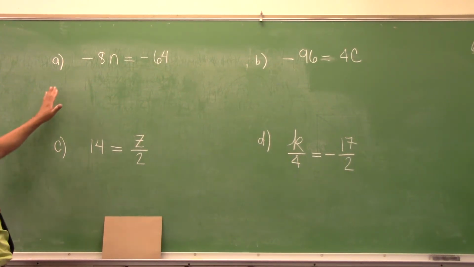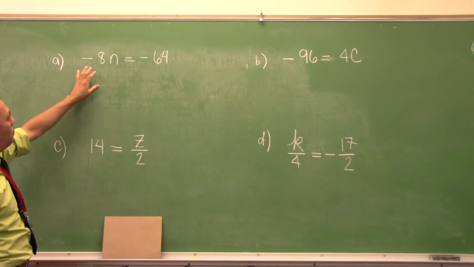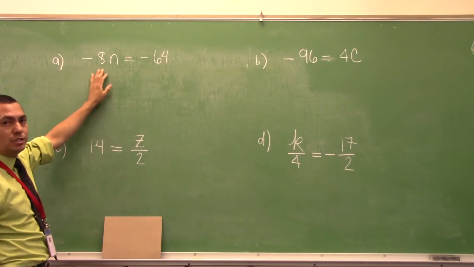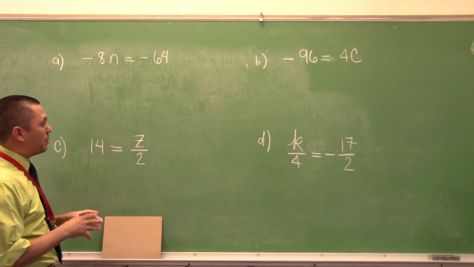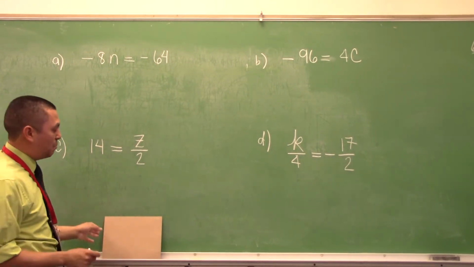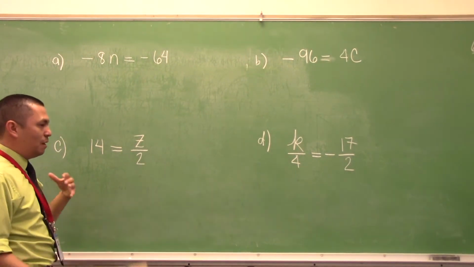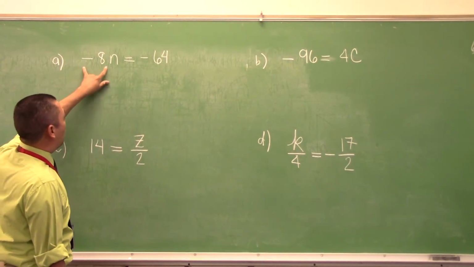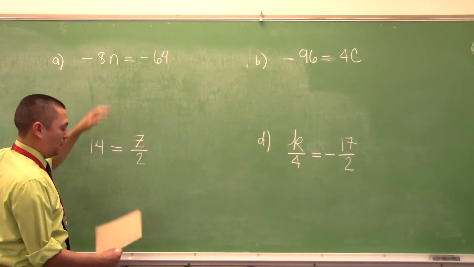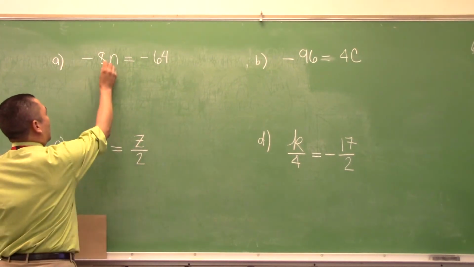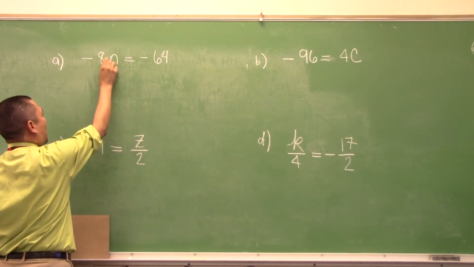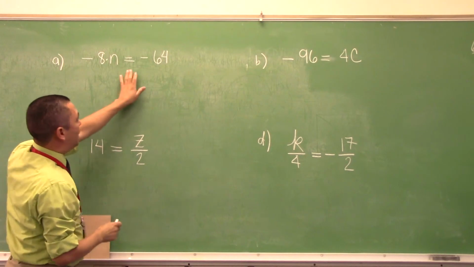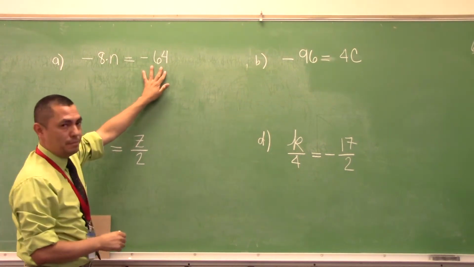We're going to continue with solving linear equations in one step. Remember that we are just taking one step to solve linear equations. The step that we are going to take is, in this case, the opposite operation of what we have. So, I have negative 8 times n equals negative 64.